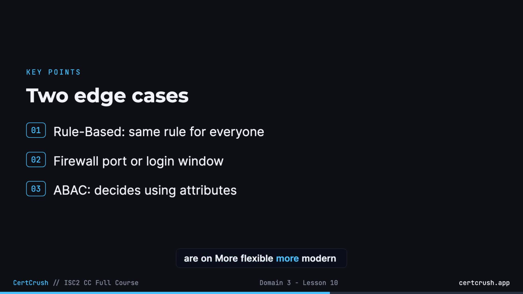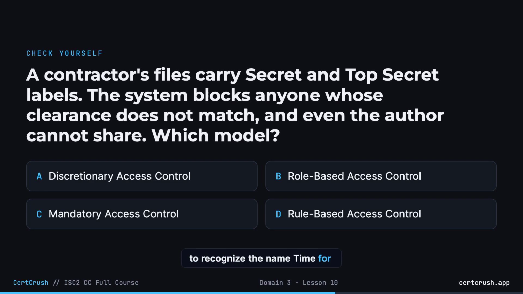Time for a quick exam check. A defense contractor stores files that carry secret and top secret labels. The system blocks anyone whose clearance does not match the label, and even the file's author cannot share it downward. Which access control model is this? A. Discretionary access control. B. Role-based access control. C. Mandatory access control. D. Rule-based access control. Pause the video and pick your answer.